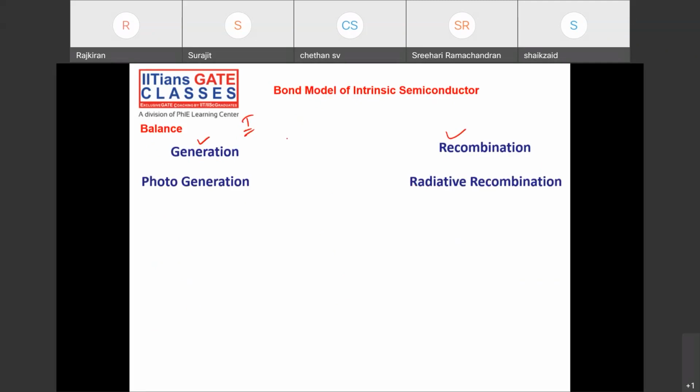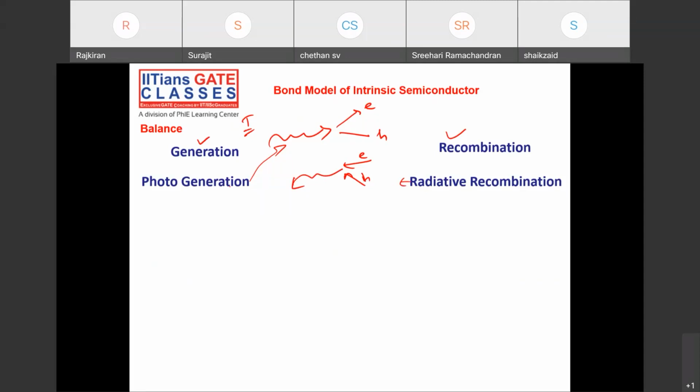Suppose light falls on an atom and generates an electron and hole. This is called photogeneration. What is the corresponding recombination? The electron will come, the hole will come, and they will recombine. When they recombine, the energy is given out in the form of light. This is called radiative recombination.